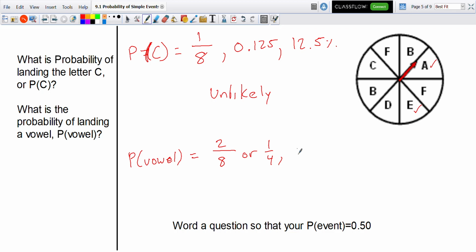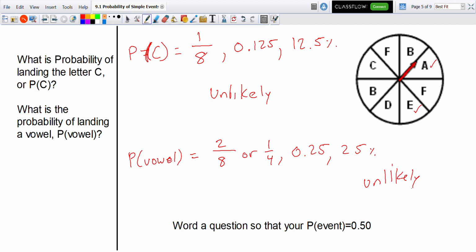Or if I divide 1 divided by 4, I'd get 0.25 for my decimal. And if I moved the decimal 2 spots to the right, I'd find that it's a 25% chance of occurring. Right? Better chances than just rolling a C, but still unlikely, as we are between 0 and 50%.